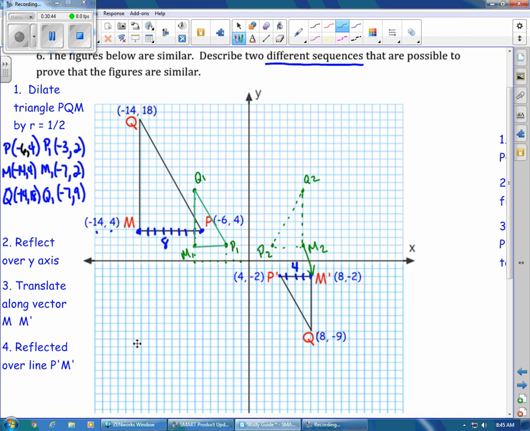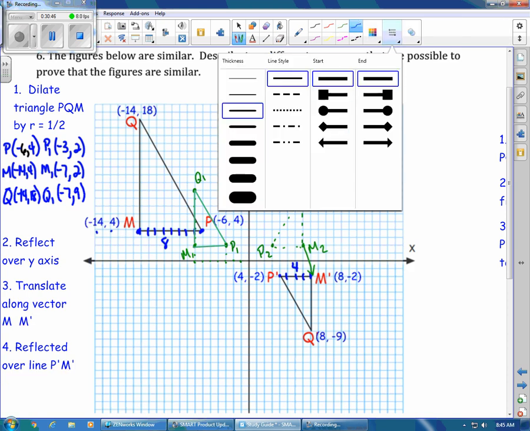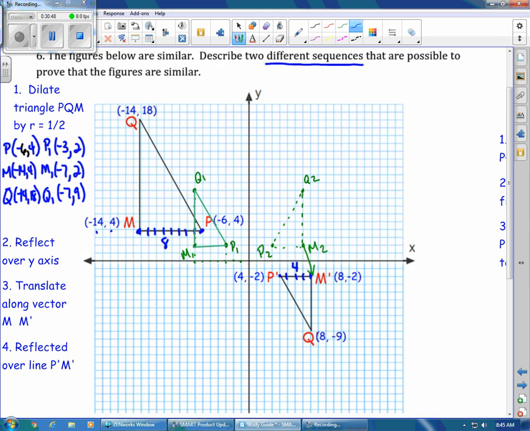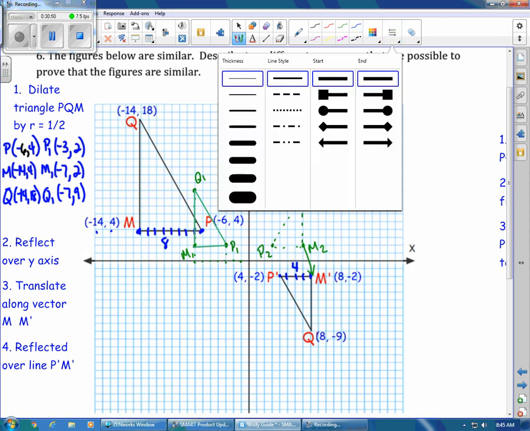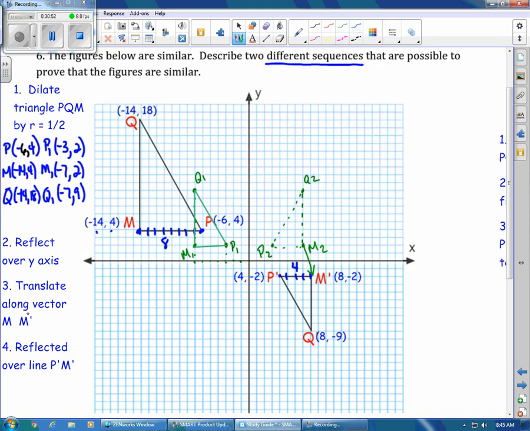Okay. So we're just going to draw a couple more things in to make sure. Whoops, that's not what I wanted. I want thin. So here's my vector. There we go. And this is m sub 2, and then reflected over line p m. And that would get one to map on top of the other.